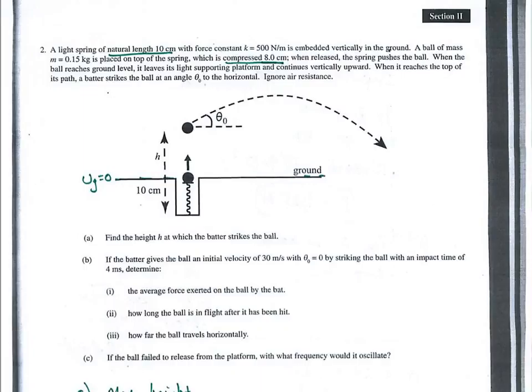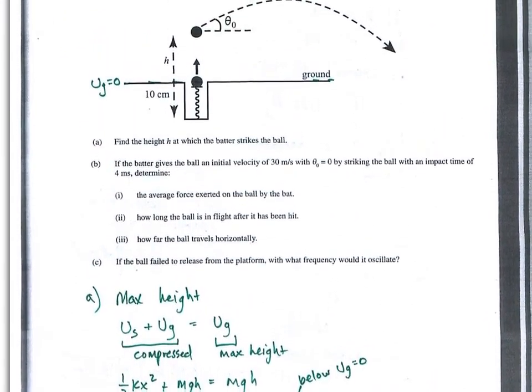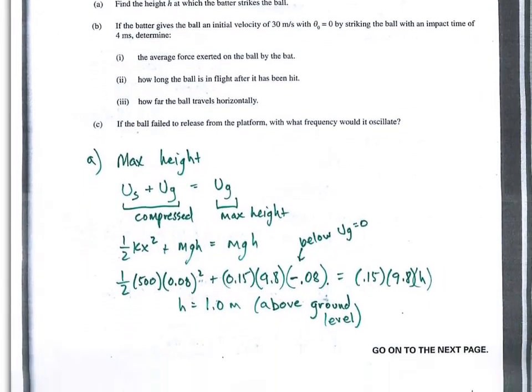For 2A, we want to know the height at which the batter strikes the ball. Now, the problem tells us that the batter strikes the ball when the ball reaches its maximum height. So the ball is compressed on a spring, which is, when it's compressed, below the ground level, and then it's released at ground level, and then it goes up some height. So we can approach this problem a couple different ways. We can either use kinematics, or we can use energy, and I'm going to use energy here.